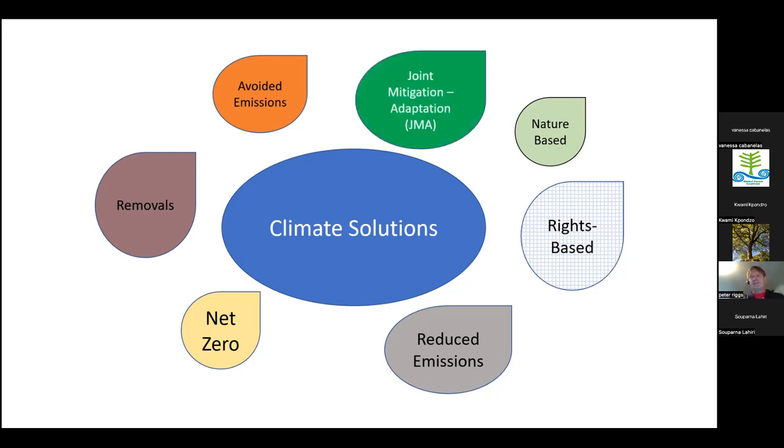And finally, once again, coming back to the technical, there are solutions in the land sector that have mitigation benefits and also adaptation benefits. This has been codified or formalized as joint mitigation adaptation, or JMA. So this is just an overview of the kinds of terms that are used to talk about true and false solutions. We have to come to our own understanding of what these terms mean.